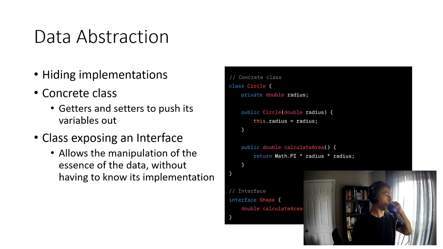This is how you would create objects using the new keyword. And then you have this calculate area method that's a part of this class. And then below this, you'd probably have getters and setters, right? So this is a concrete class. It doesn't extend or implement anything. Pretty standard stuff. Well, how about if a class exposes an interface?